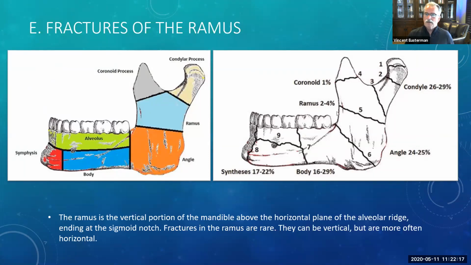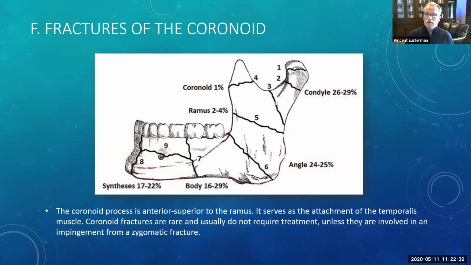Fractures of the ramus are rare, 2 to 4%, and many times can be treated more simply with IMF screws or soft diet. They're covered completely with muscle on the medial and lateral side and have a good blood supply and rarely have any issues in healing. The coronoid is very rare, and it's usually associated with fractures of the zygoma.